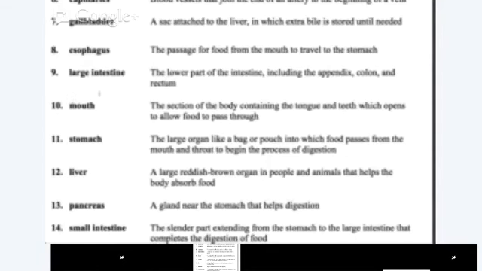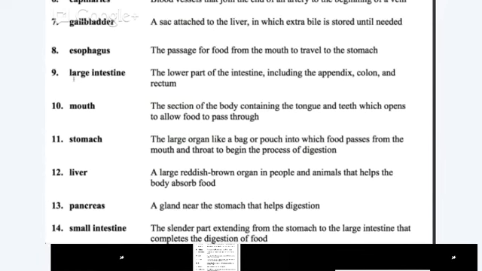Okay, so I'm pretty sure everybody knows what the mouth is. So I'm not going to explain that. But the large intestine is the lower part of the intestine. So the intestine is a part of the digestive system where food is absorbed. So for those of you who were in my last class, food is ingested by the mouth. It's digested by the stomach and the rest, like the gallbladder, and then it's absorbed by the intestine. So the intestine absorbs all the nutrients and takes it into the blood. So the large intestine is the lower part of the intestine, and it includes organs like the appendix.